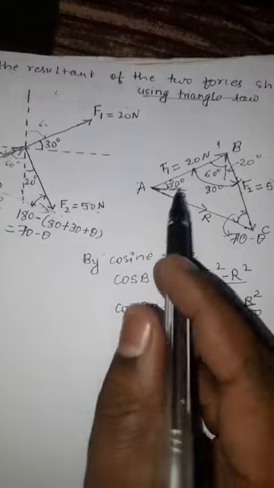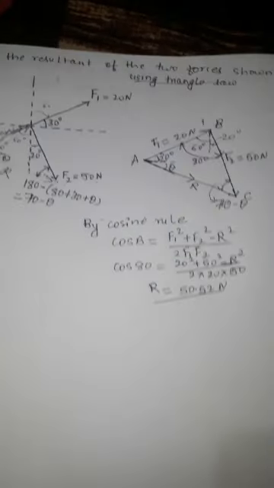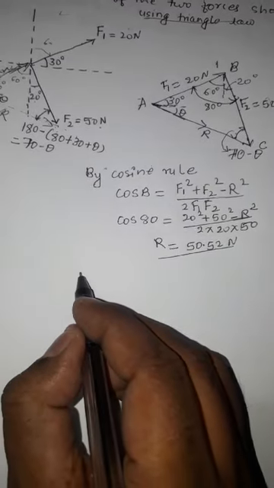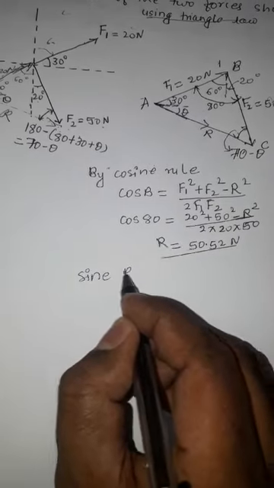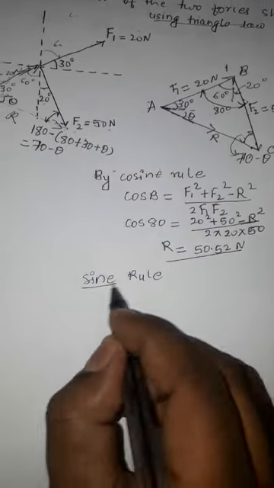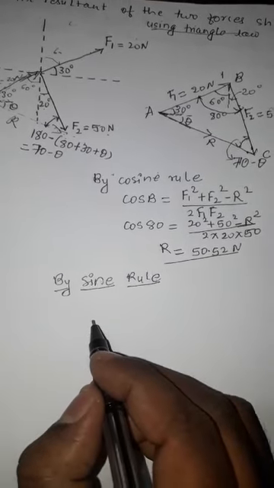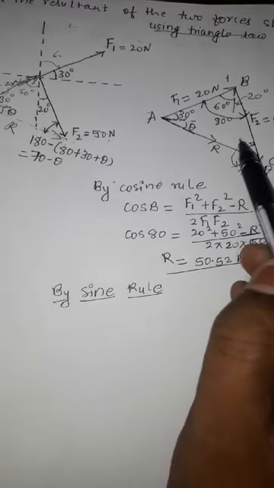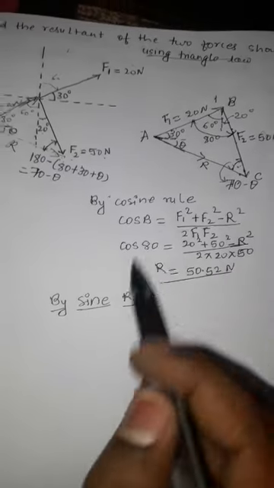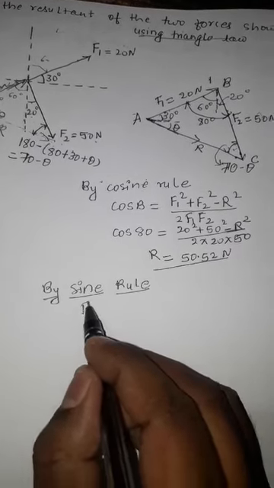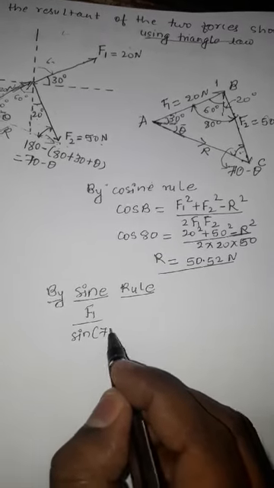Now I have to calculate this angle theta. To calculate this angle theta, I am going to apply the sine rule. So the sine rule says that by the sine rule, I am just applying the sine rule to this angle and this 20 degree, and for F1 the opposite angle is sine of 70 minus theta.